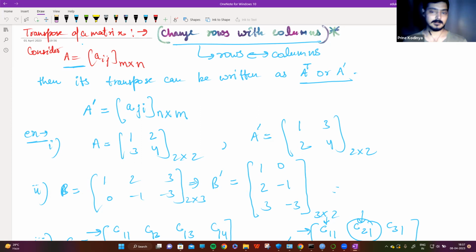In practical sense, if you want to find out the transpose of any matrix, just take either columns or rows, take any one and change it to the other. So if you take rows, let's say we want to find out the transpose of this matrix. I'm taking just rows, so first row is 1, 2. This would become first column 1, 2. Then second row 3, 4 would become second column 3, 4.